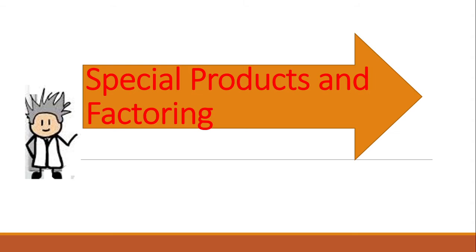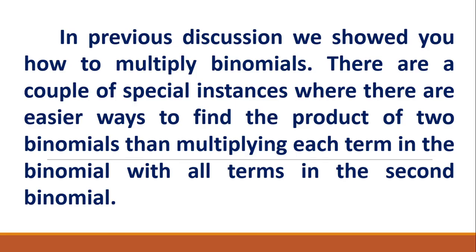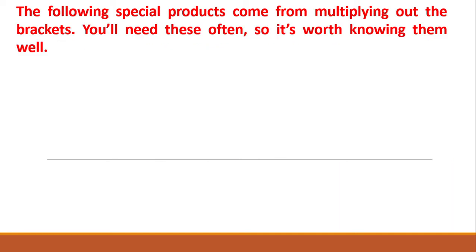Okay, so let's continue. In our previous discussion, we showed you how to multiply binomials. There are a couple of special instances where there are easier ways to find the products of two binomials than multiplying each term in the binomial with all terms in the second binomial. So these are the following special products that come from multiplying out the brackets.